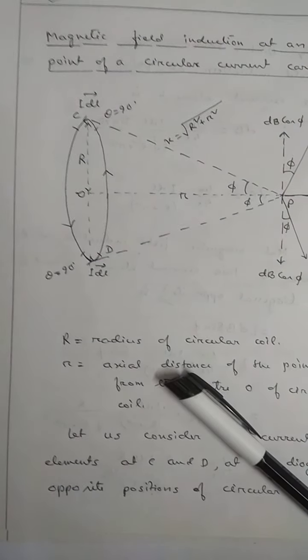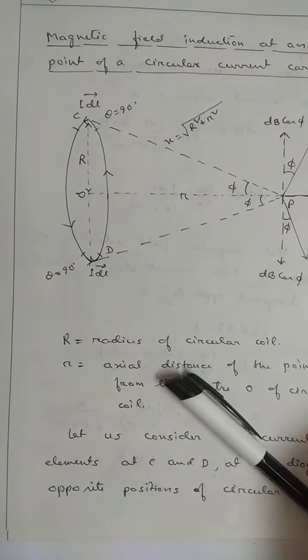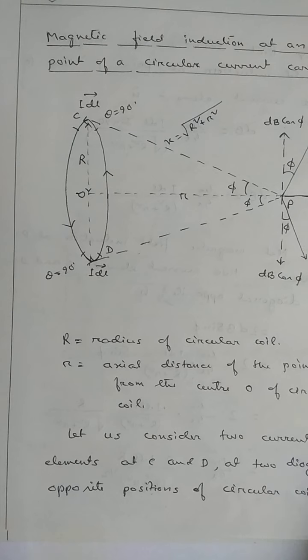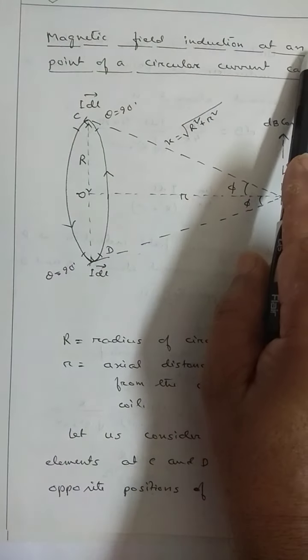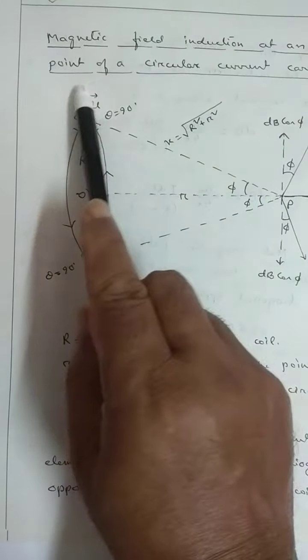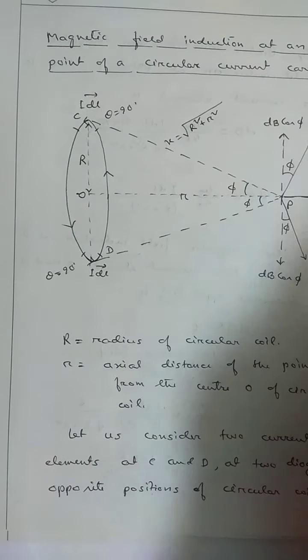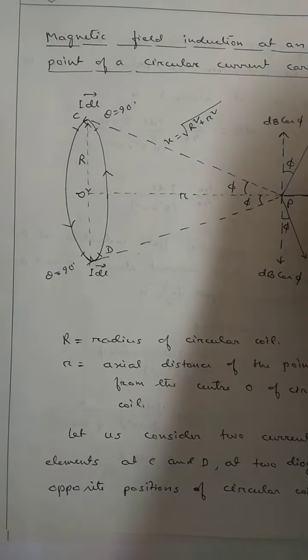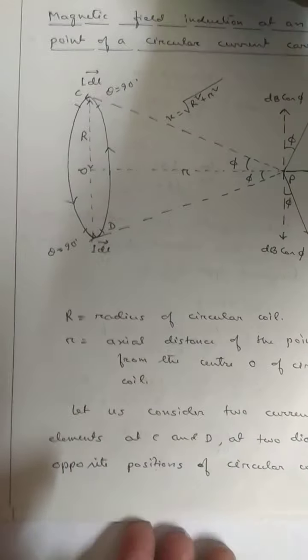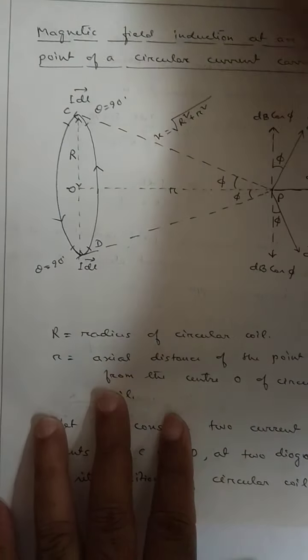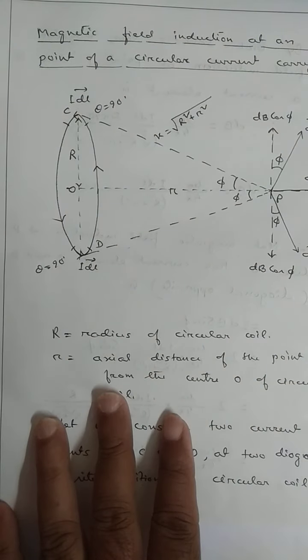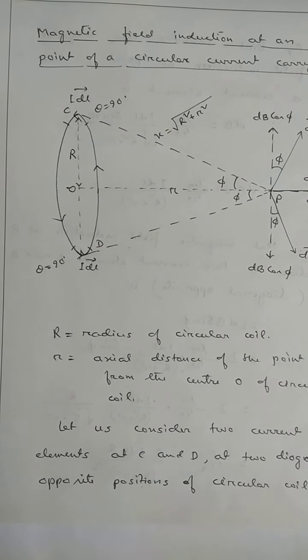Our next topic of magnetic effect of electric current is the magnetic field induction at an axial point of a circular current carrying coil. Magnetic field induction at an axial point due to a circular current carrying coil.